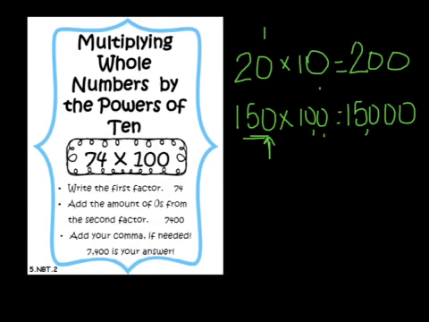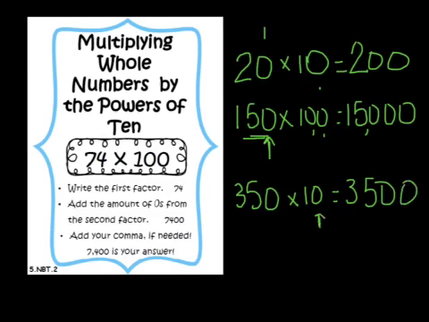So let's try one more. 350 times 10 equals 350. Oops, 350. Sorry, with 1 0, 3,500.